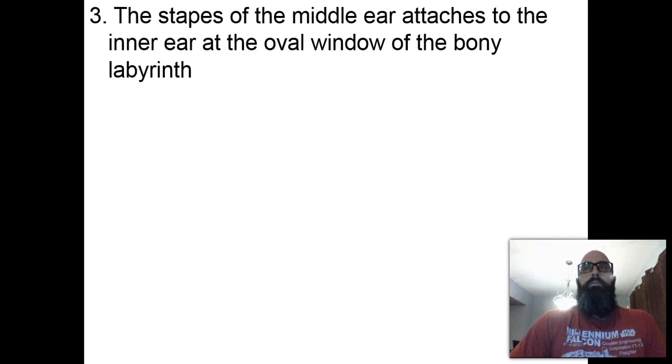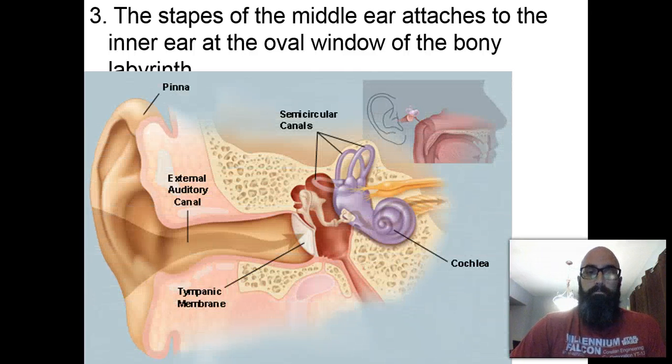Okay. Now, with the middle ear, you have the malleus, the incus, and the stapes, which attaches to the inner ear at what is called the oval window of the bony labyrinth. So in terms of complicated processes, the inner ear is significantly more complicated than the outer ear and the middle ear. Here we have a picture, again, the outer or external ear includes the external auditory canal and the pinnae, or the cartilage portion of your ear.